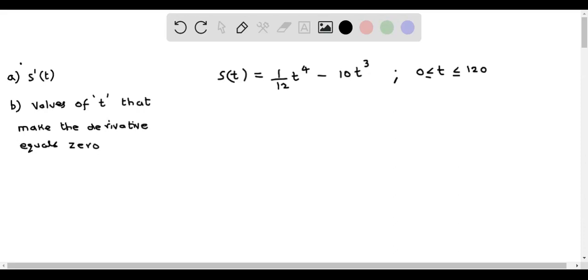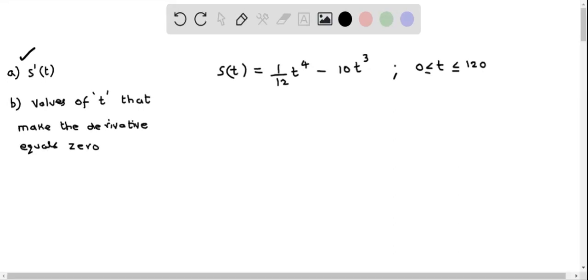Let's answer part A. That is, we have to find s prime of t. This is basically the first derivative of the position function s of t. So I'm going to find the derivative of this position function s of t with respect to time. So let me find the derivative of s of t. This is s prime of t. And we also find the derivative of each of the terms on the right side.